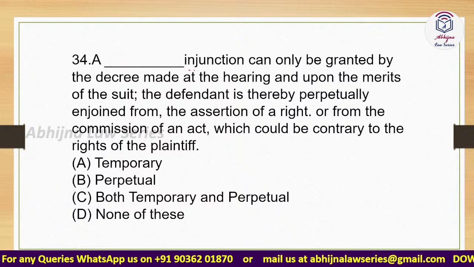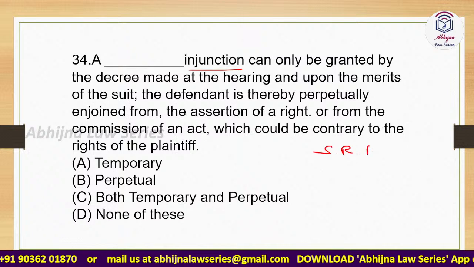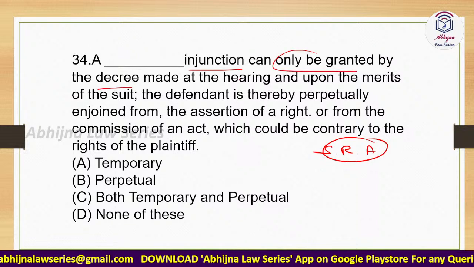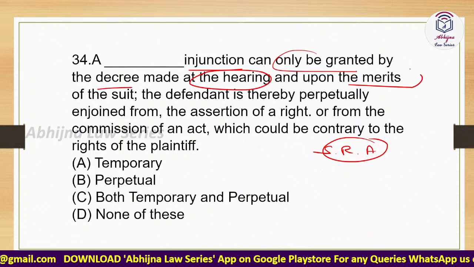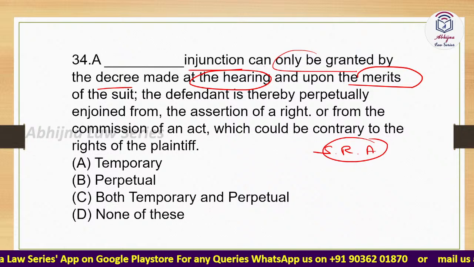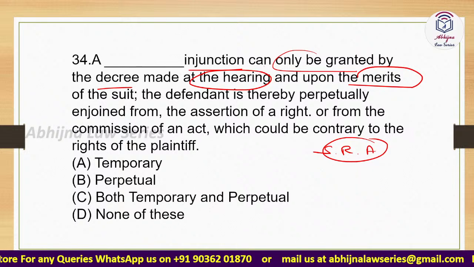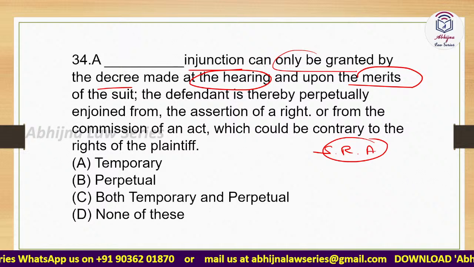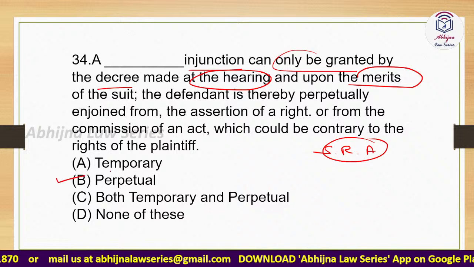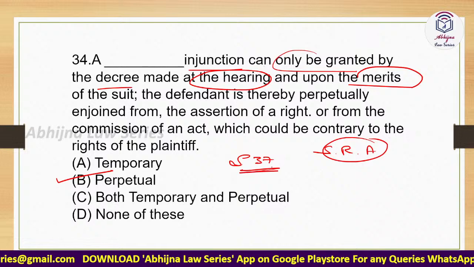Here, this is a question regarding injunction. When injunction comes, it is a question related to the Specific Relief Act. An injunction can only be granted by the decree made at the hearing and upon the merits of the suit. See, a temporary injunction is an immediate relief, whereas a perpetual injunction is given only at the time of the decree, after proper hearing and on the merits of the case. So it is said to be a perpetual injunction as per section 37 of the Specific Relief Act.